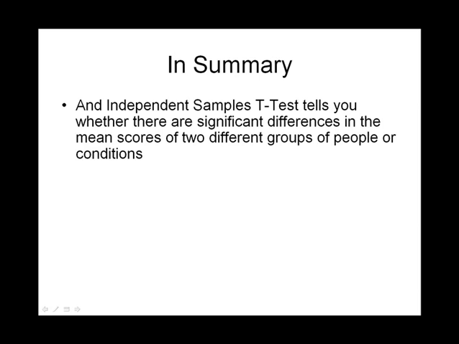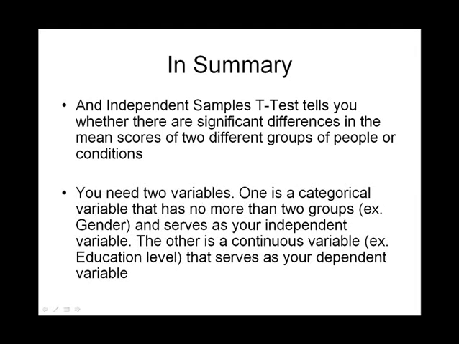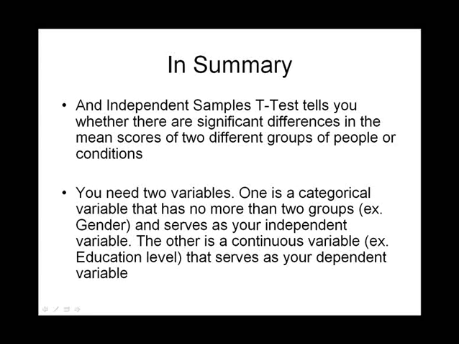In summary, an independent samples t-test tells you whether there are significant differences in the mean scores of two different groups of people or conditions. You need two variables to run a t-test. One is a categorical variable that has no more than two groups and serves as your independent variable. The other is a continuous variable that serves as your dependent variable.